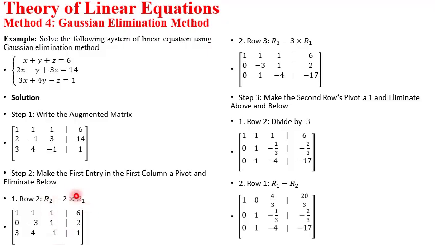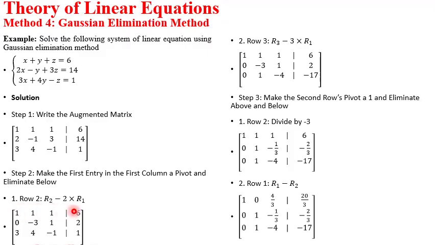So we then begin to perform different row operations on each of these matrices and the subsequent matrices, so that this time around we're talking about augmented matrices, so that we achieve the elimination we desire. Now the step here is to make the first entry in the first column a pivot and eliminate the entries below. So we want to make this the pivot.